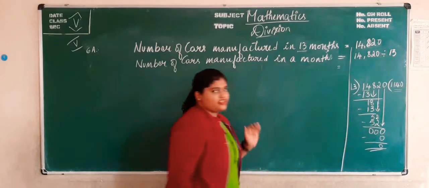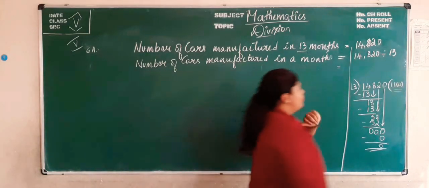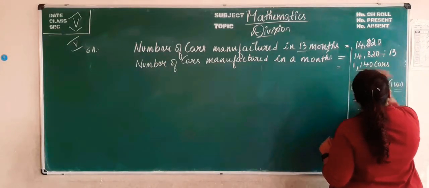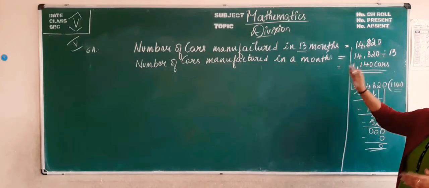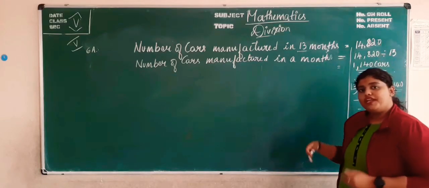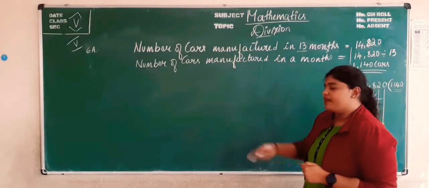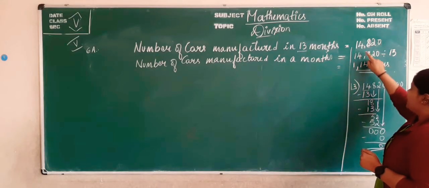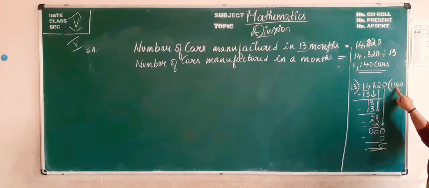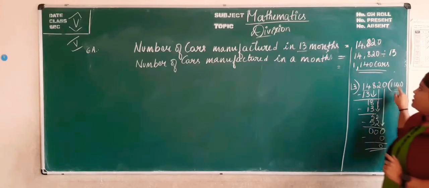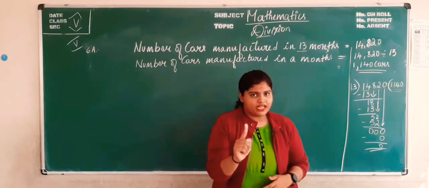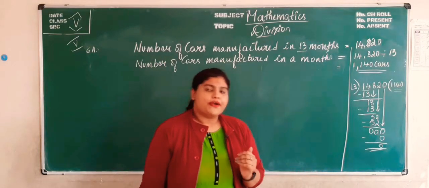So number of cars manufactured in a month is equal to, yes, 1140 cars. Simple. We know the number of cars manufactured in 13 months is equal to 14,820. We have to find out the number of cars manufactured in a month. So we'll divide 14,820 by 13. When I divide, I got quotient as 1,140. So therefore, 1,140 cars were manufactured in a month by that manufacturing company.